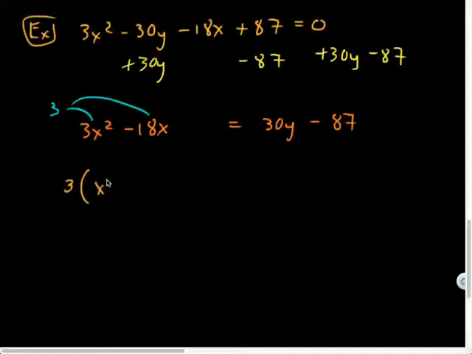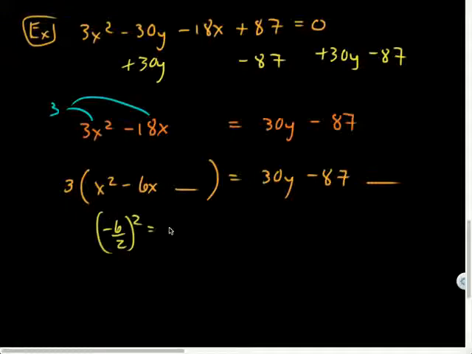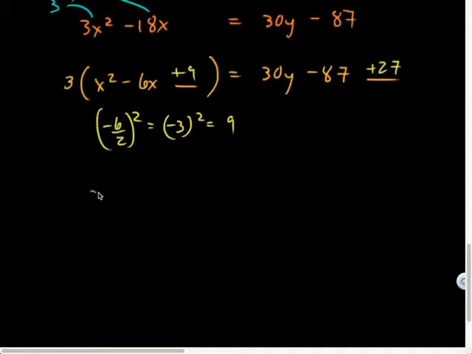So 3 times x squared minus 6x blank equals 30y minus 87 blank. Sorry. And so now we can complete the square on the inside of the parentheses here. So negative 6 over 2 all squared equals negative 3 squared equals 9. So I'm adding 9 in the world of parentheses, which is really adding, let's see, 3 times 9 is 27, right? So I have to add 27 to the other side as well. So let's factor this.